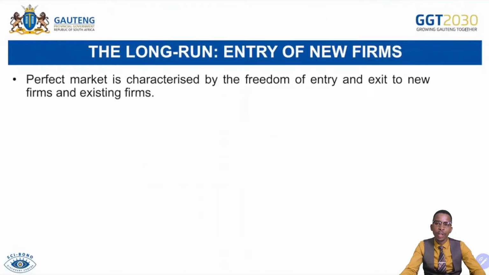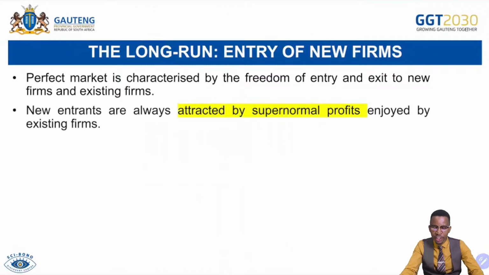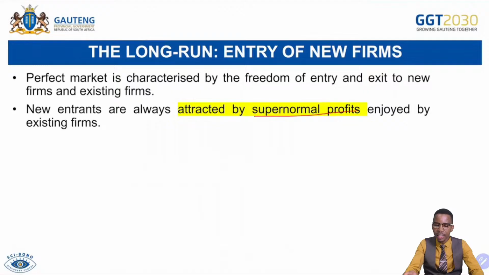Then we talk about the long run and the short run. Remember, in the long run, firms can enter the market because inputs are flexible. So a perfect market is characterized by freedom of entry and exit for new firms and existing firms. Firms can enter the market anytime. New entrants are always attracted by supernormal profits or economic profits enjoyed by existing firms. So they will ask you what attracts firms to enter the perfect market? They are attracted by profits that are enjoyed by what we call existing firms.